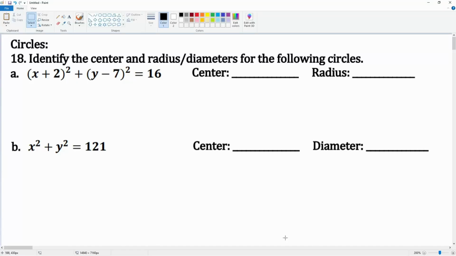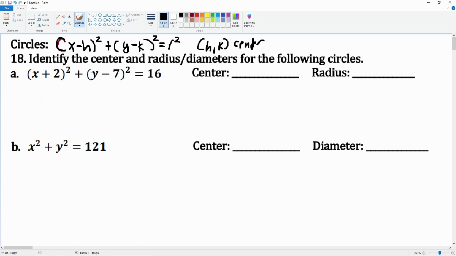Okay, number 18 deals with the equation of the circle. Here we're asking you to find the center and then either the radius or diameter. So we know that the equation of the circle is defined by (x minus h) squared plus (y minus k) squared is equal to r squared. We know that h and k are referred to as the center.